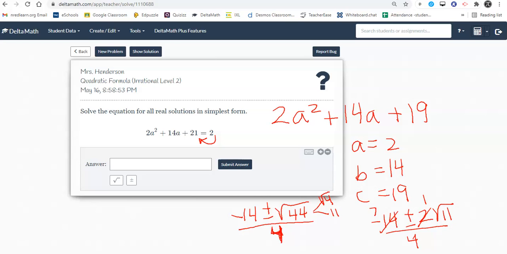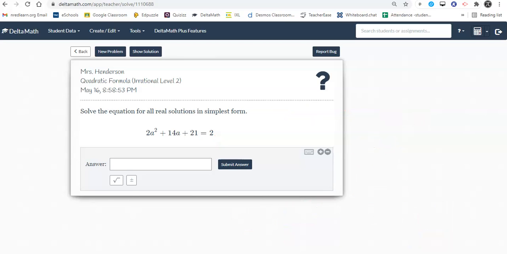But this one's still a fraction. 4 can't go into 4, so it's a 7 and a 2, and this one is a 1 and a 2. So it's negative 7 plus or minus the square root of 11 over 2.